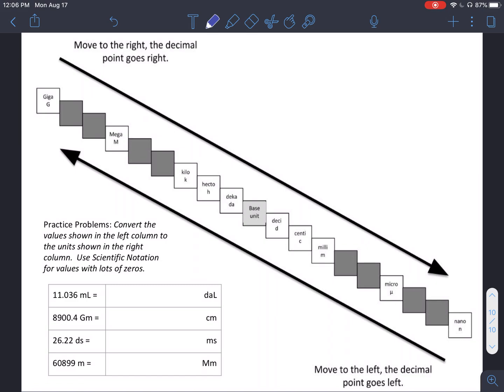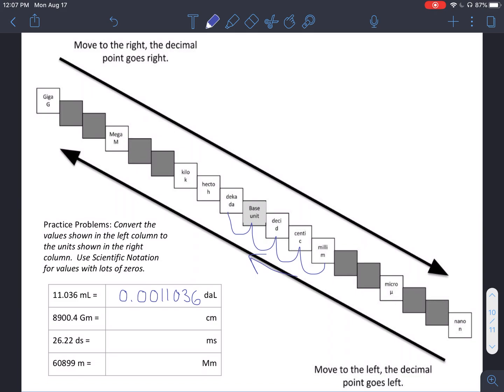11.036 milliliters going to deciliters. We'll start at milli, and I'll go 1, 2, 3, 4 spots, and that means my decimal place is moving 4 spots to the left. That would give me 0.0011036.